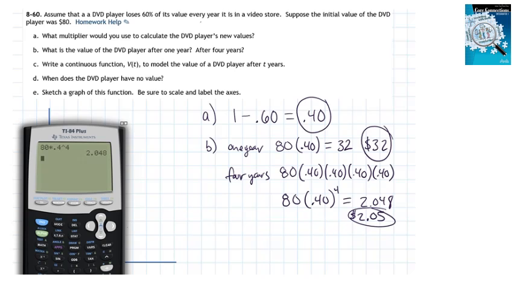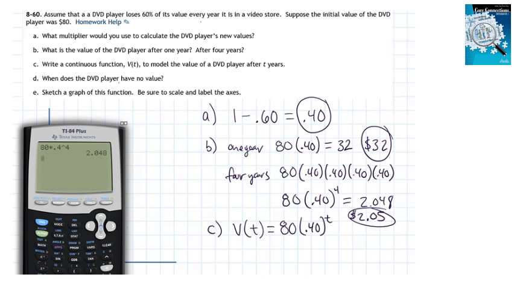Okay. Write a continuous function v of t to model the value of the DVD player after t years. Oh, that's straightforward, right? At this point, just based on our answer for A and B, we should be able to do that, right? So C, the value in terms of t years is equal to this initial value of 80, and every single year that goes by, we're retaining 40%. We're doing that for t years. So that's it right there, right? $80 times 0.40 raised to the t power.